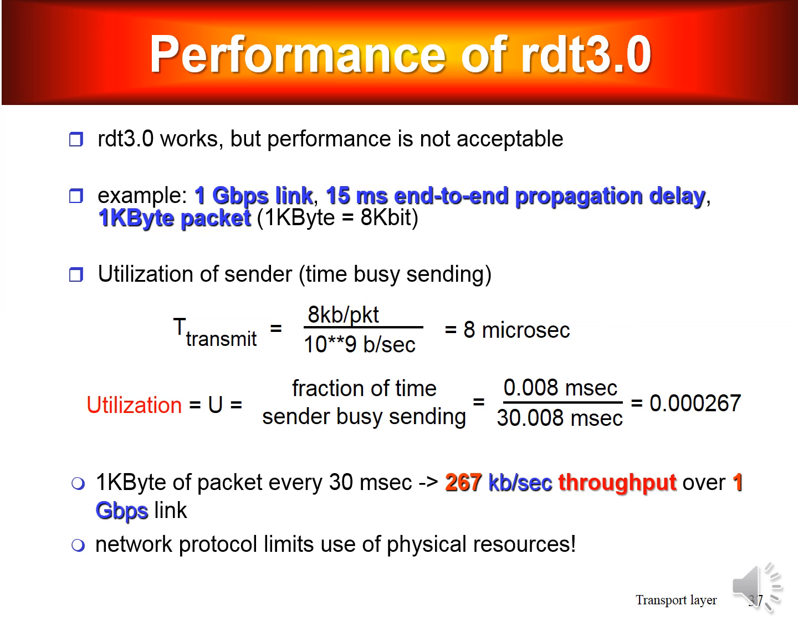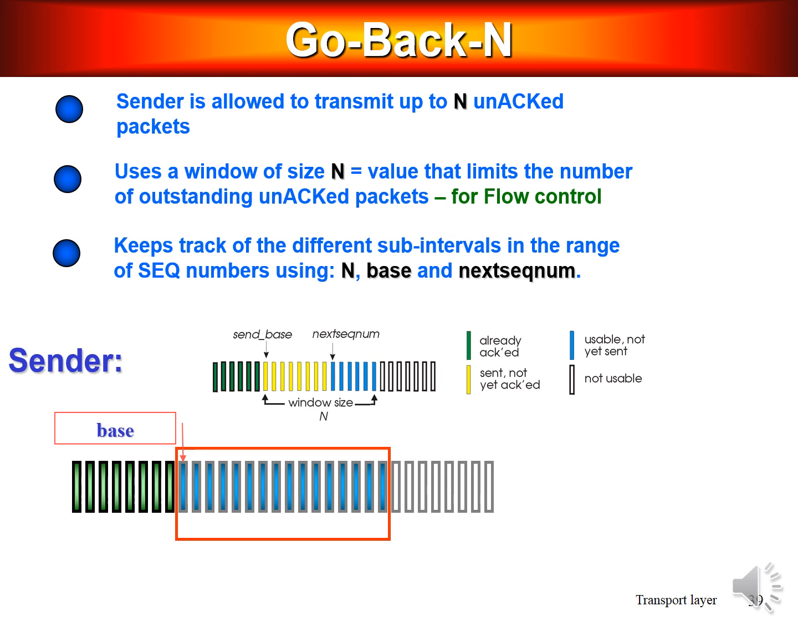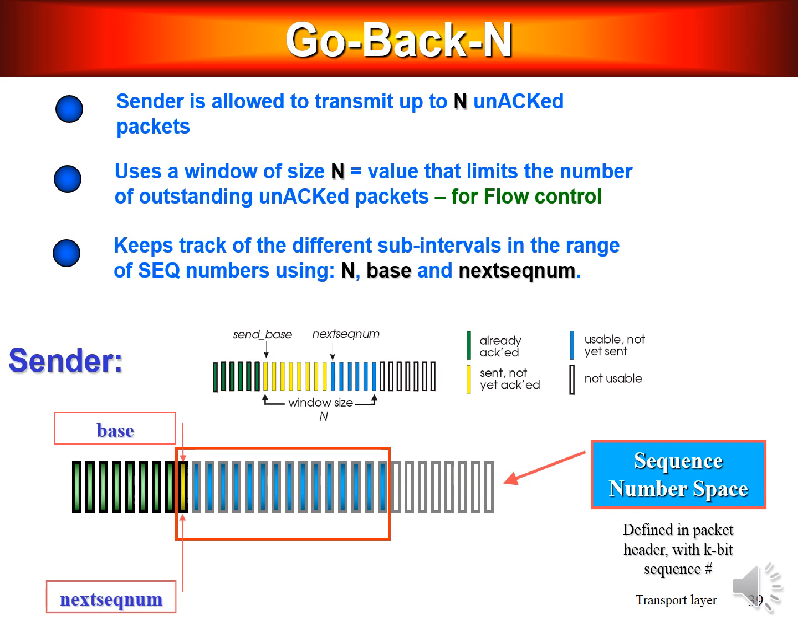Pipelined protocols: Go-Back-N and Selective Repeat. The sender is allowed to transmit N unacknowledged packets. Window size N is used for flow control. Base and next sequence number for the sender, and the sequence number space.